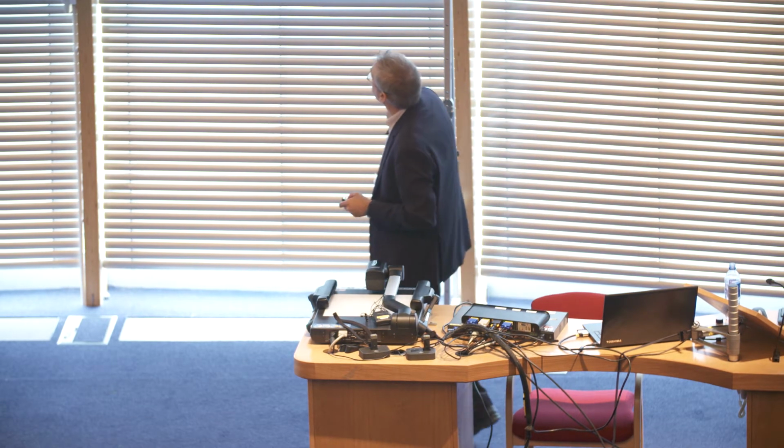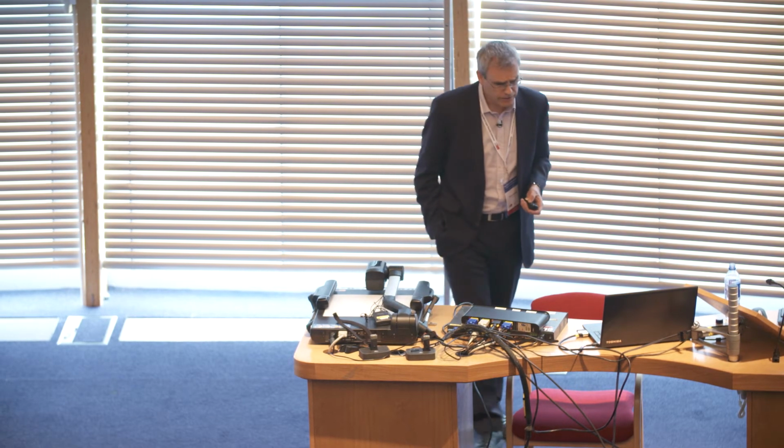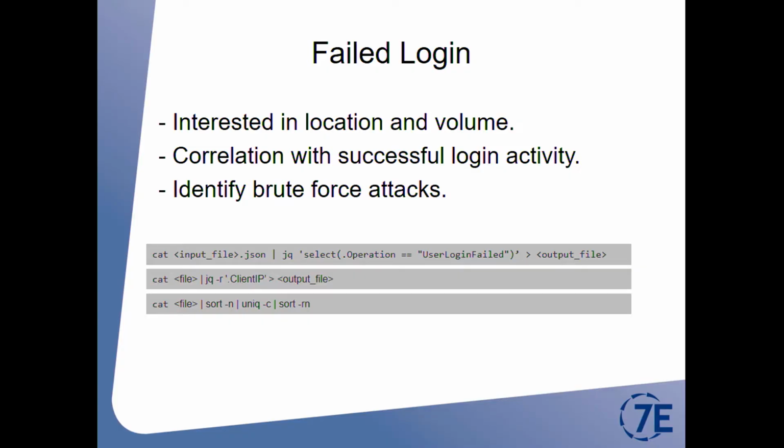So, moving on, failed logons. From my point of view, why am I interested in failed logons? I'm interested in looking at brute force attacks, what's going on. We can see a lot of traits of high volume activity, targeting individual accounts, or the same IP address targeting multiple accounts, depending on what their intent is. I'm interested in the location and the volume, and using all of those together to build a picture of what's going on with the logs and with that client.